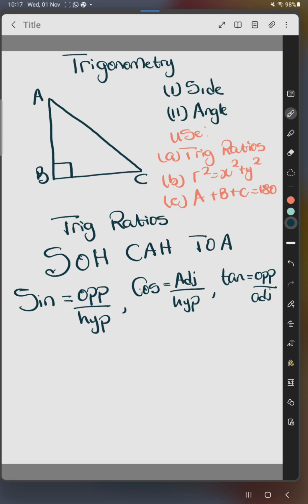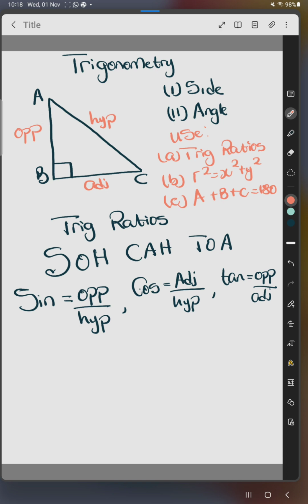Now, how do I really identify these sides? Normally, the longer side, we call it the hypotenuse. The side that is with the angle we're dealing with, we call the adjacent. The side that is opposing the angle, we call the opposite. Something becomes opposite because it is opposing the angle, and adjacent is the side that is with the angle that you are dealing with at the time.